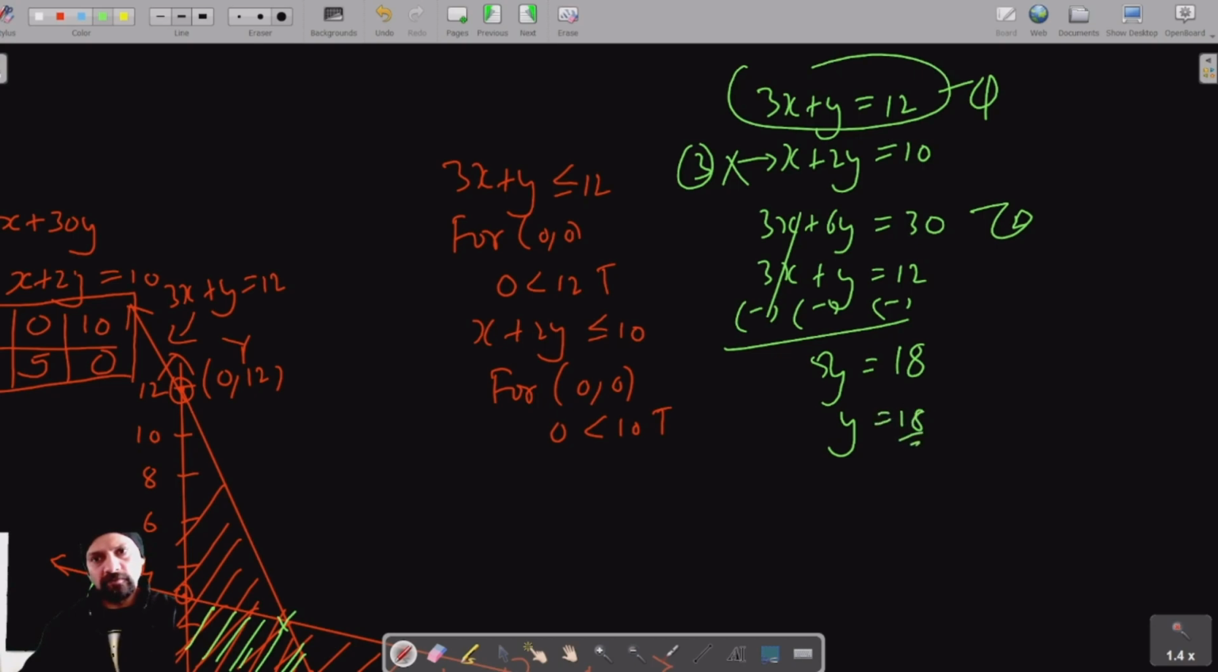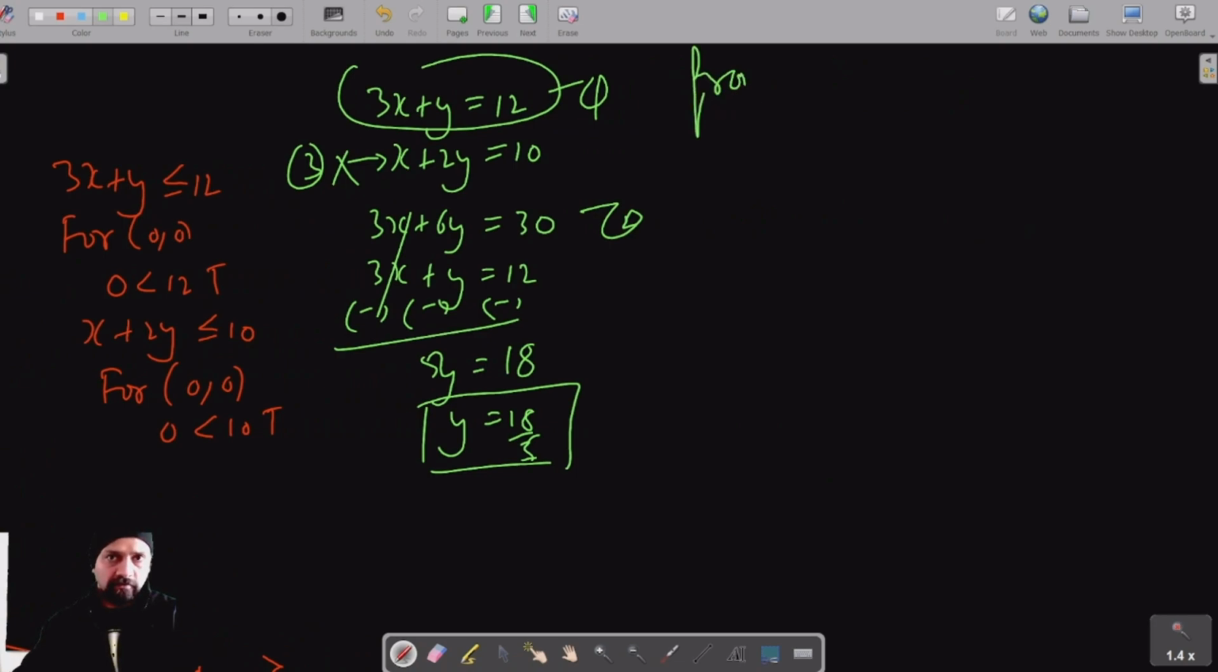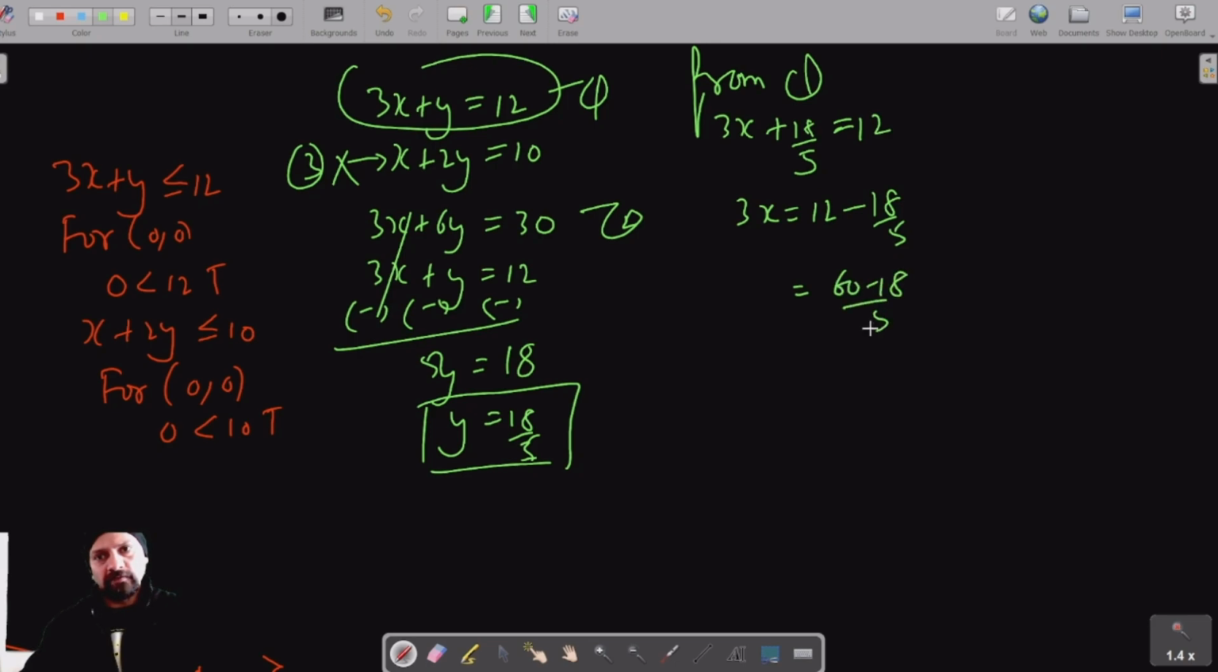So y is equal to 18 by 5. And we can get the value of x from the first equation. So this is 3x, and this 18 by 5 is equal to 12. So 3x is equal to 12 minus 18 by 5, which is equal to 60 minus 18 by 5. 3x is equal to 42. 60 minus 18 is 42 by 5. So this is 14, and x is equal to 14 by 5.